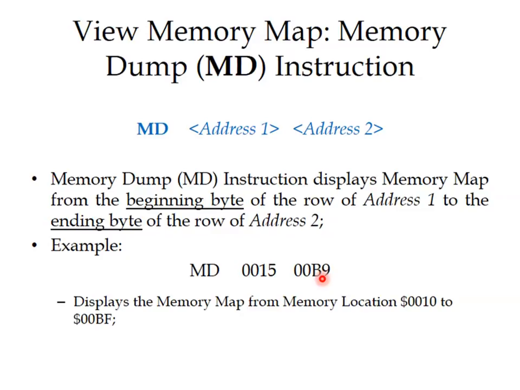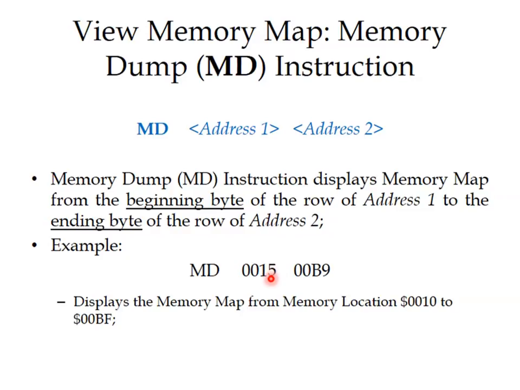But this is the tricky part. Your microprocessor will actually start from 0010. Why? Because it always starts from the beginning of the row. Remember, if you recall the memory map, it starts from 0010, and the next row starts from 0020, the next row from 0030, the next row from 0040.